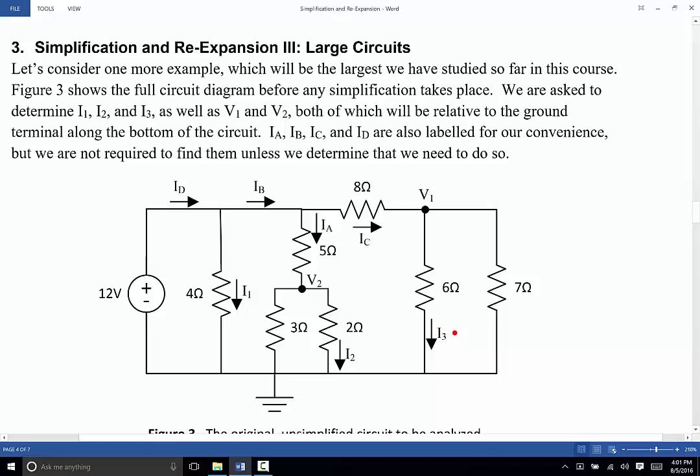okay, I guess those are the only ones we're required to find, but then there's I sub A, I sub B, and I sub C and I sub D, which are also labeled for our convenience. If those weren't already labeled, we would probably end up having to label them, but we're not required to find those. We're only asked to find V1, V2, I1, I2, and I3. So if we happen to be able to skip one of the other variables, then that's just fine.